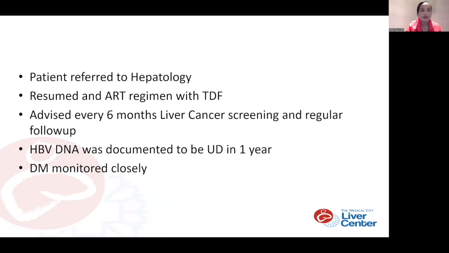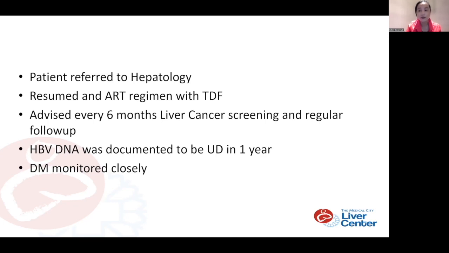So back to our patient, he was referred to a hepatologist. An ART regimen containing tenofovir was continued. He was advised every 6 months liver cancer screening, regular follow-up, and DNA was fortunately documented to be undetectable in 1 year.